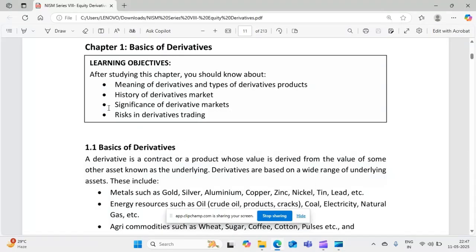Hello and welcome to this video in which I will take you through the NISM Series 8 exam, which is about equity derivatives. I will take you through Chapter 1 of the book, in which we will try to learn various aspects which are already highlighted here.